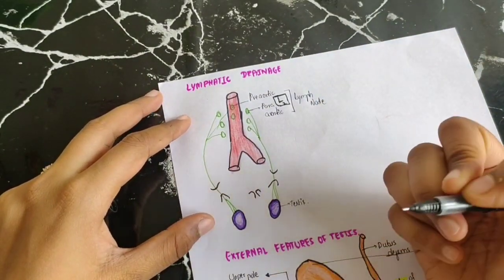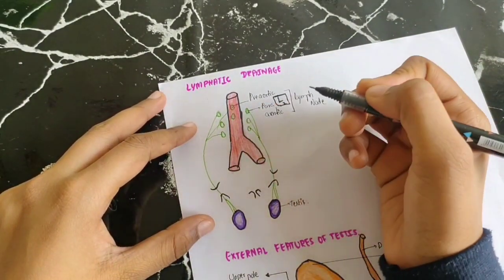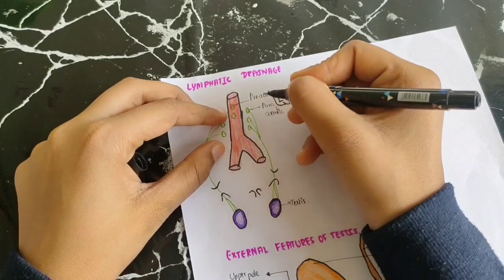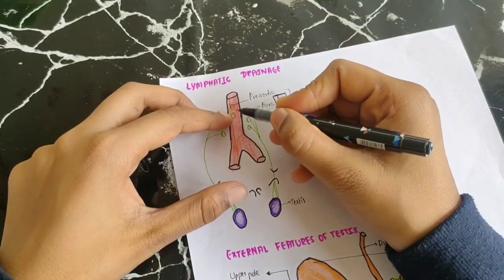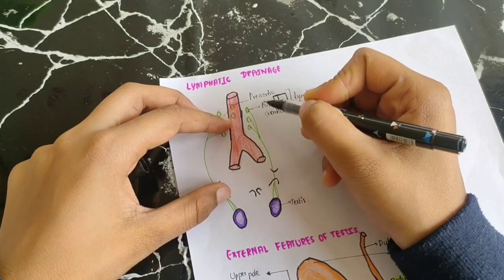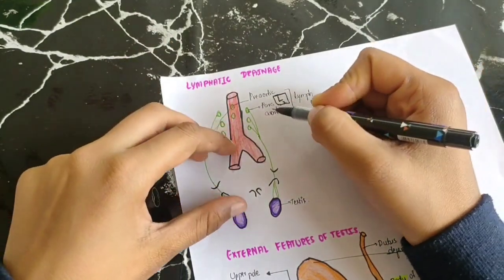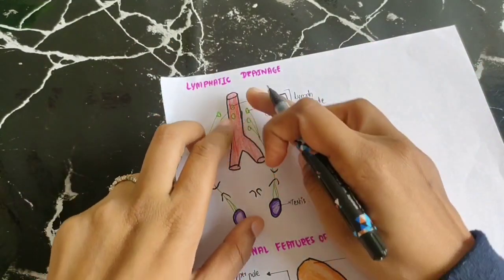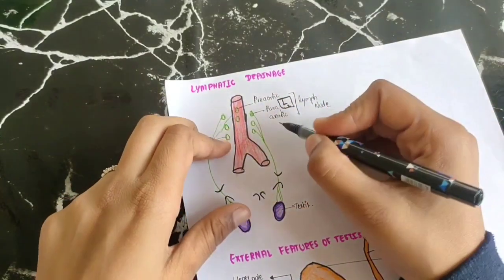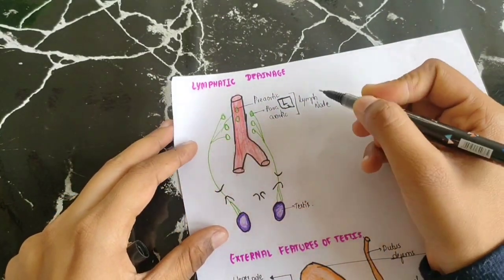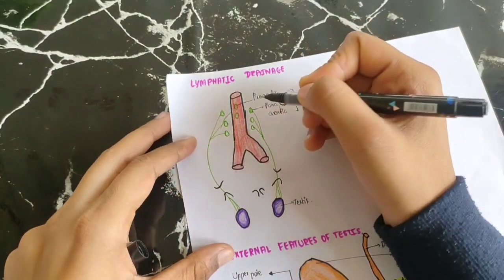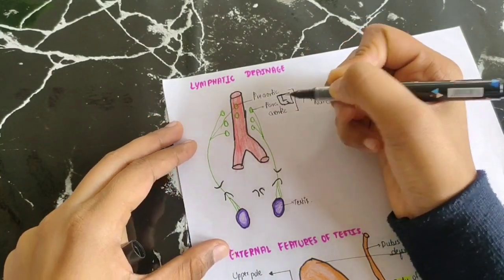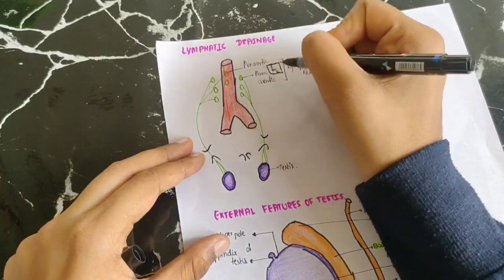The lymphatics from the testis drain into the pre- and para-aortic lymph nodes. Pre means before, placed in front of the abdominal aorta, so pre-aortic lymph nodes, and para-aortic nodes are placed sideways to the abdominal aorta. Lymphatics from the testis drain into the pre- and para-aortic lymph nodes at the level of L2.